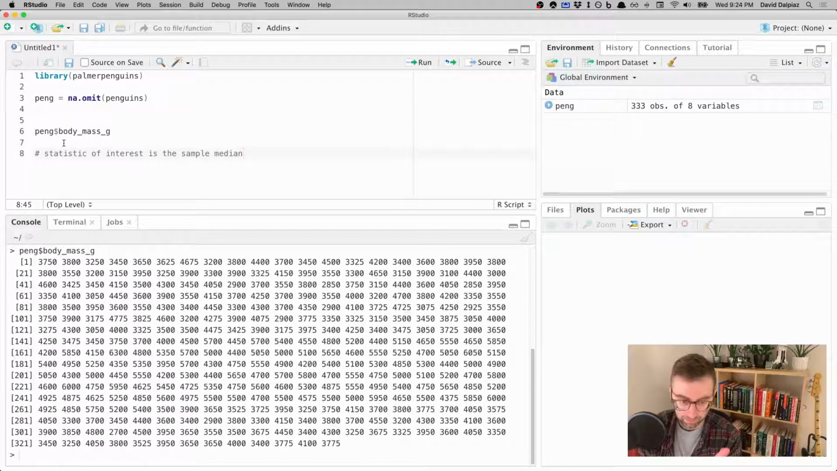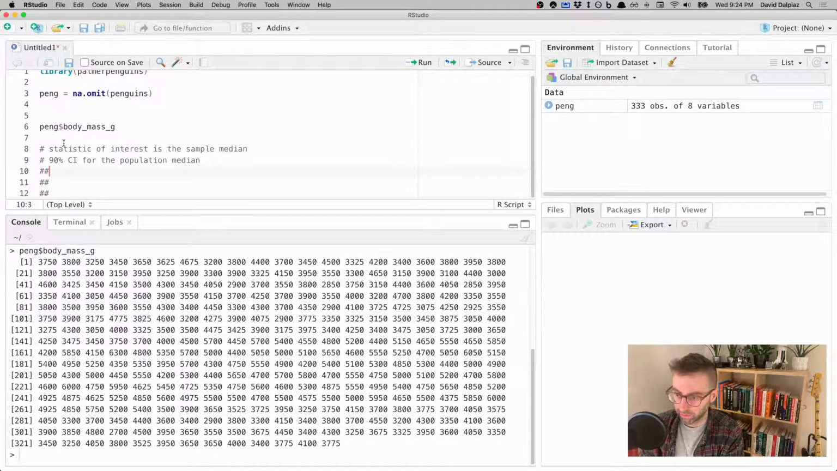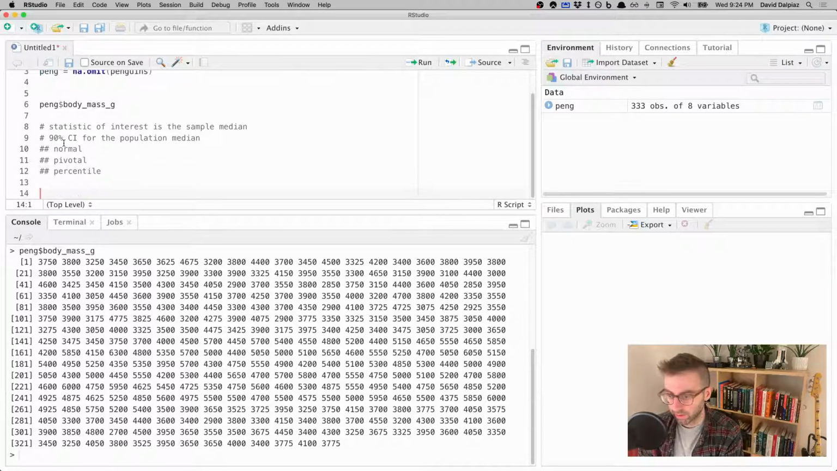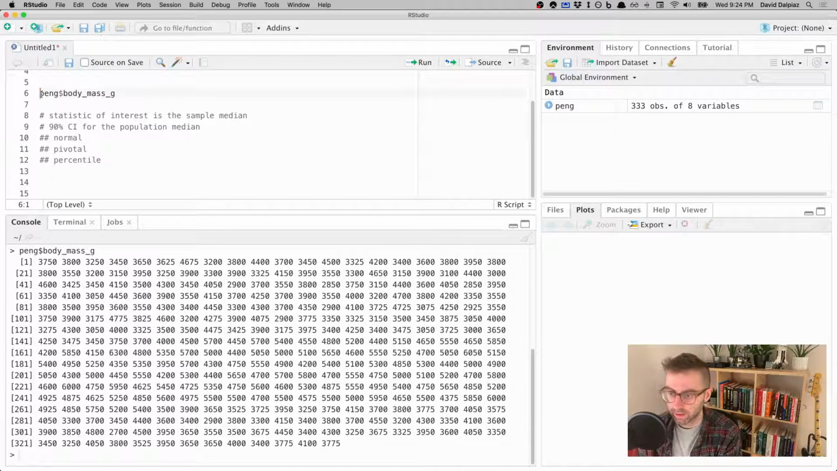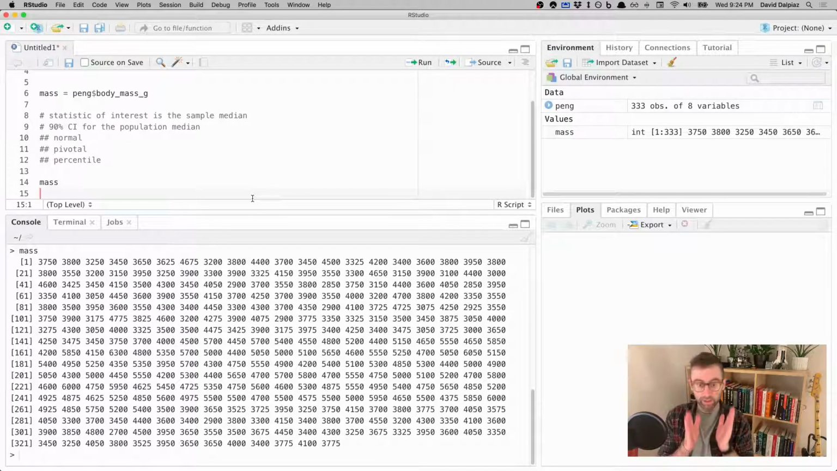So what I want to do is make a confidence interval. Let's say we want to make a 90% CI for the population median, and we want to do it 3 ways. What we call the normal, pivotal, and what is the last one? Percentile. Okay, cool. And again, I'm just gonna call this mass, because I don't want to have to deal with the data frame structure. I just want to work within a vector. So this is our data. So we don't know any distributions here. We got to figure it out.